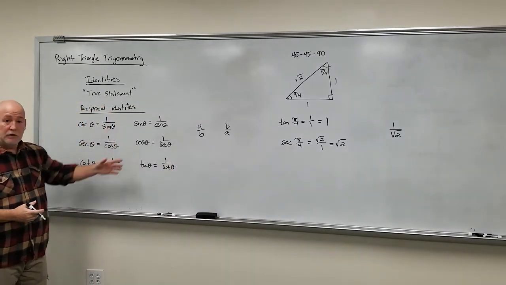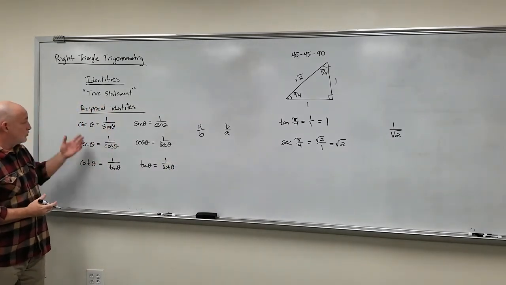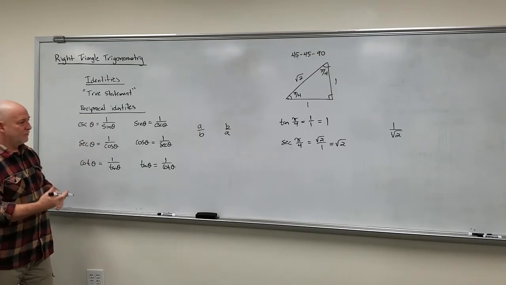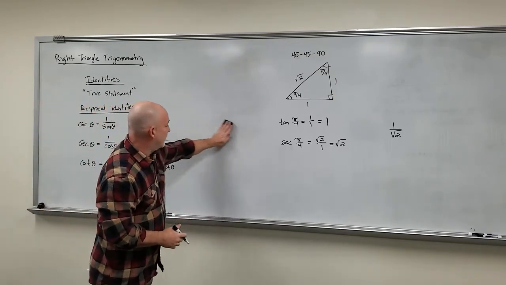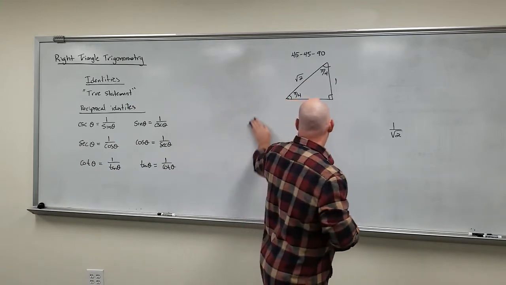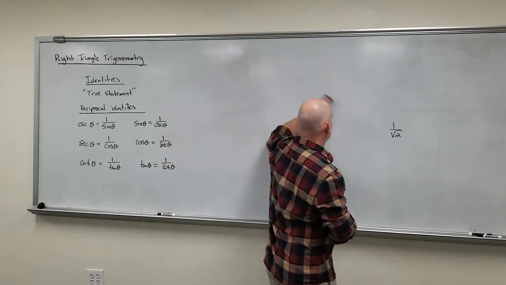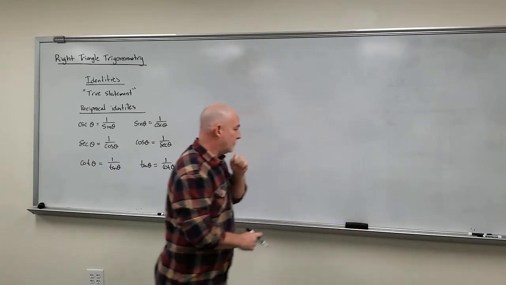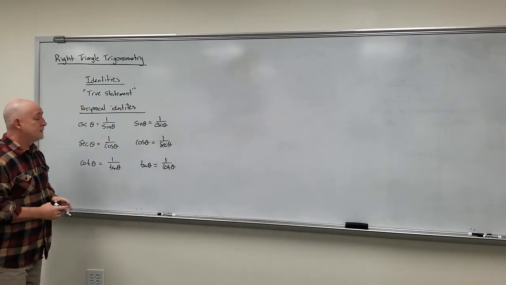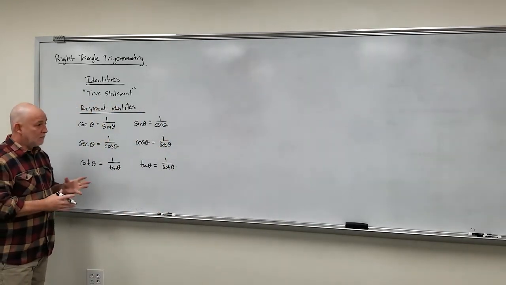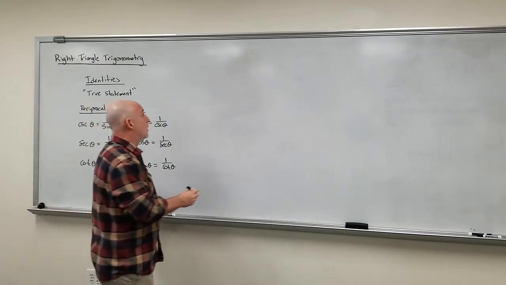Okay, so you do need to know how these pairs relate to each other, which ones are reciprocals of each other. It kind of makes some things that we're going to do in the future a little bit easier. All right, let's keep going. Now, there are some other identities that we can come up with that end up being quite helpful.